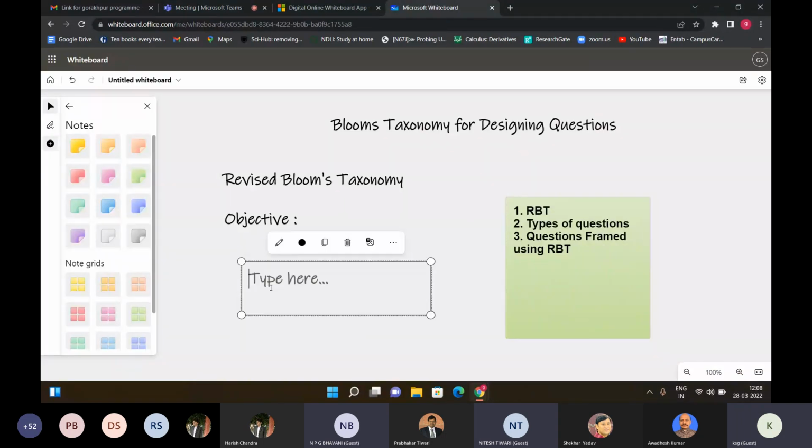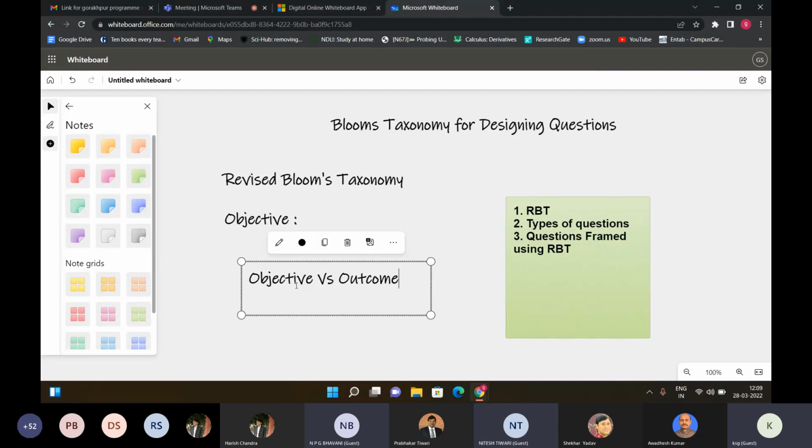We need to know what an objective is and what an outcome is, because we are all living in an outcome-based education era. I hope many of the engineering and technical institutions in and around the country are going beyond the National Board of Accreditation component, because they personally feel that when you implement these outcome-based education strategies in your classroom, that particular institution can be accredited by the NBA authorities. But what do you mean by this outcome-based education classroom?